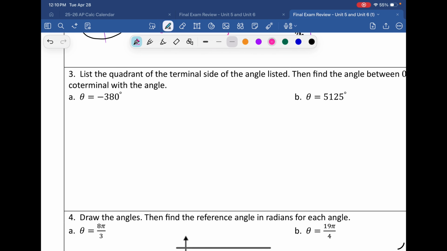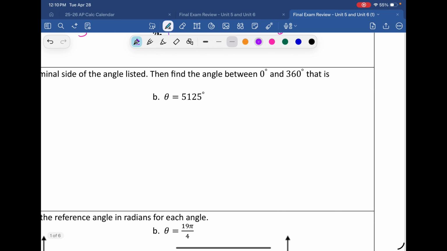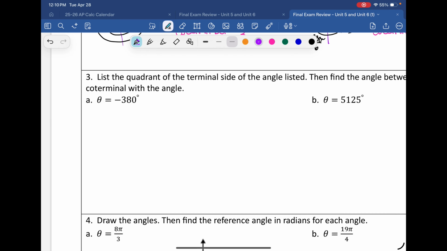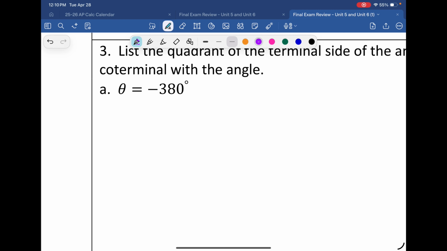All right, these are in degrees. Same idea: I want to figure out what quadrant this terminal side ends in, and I want to find a coterminal angle that is between 0 and 360 degrees. So this one is negative, and I want my coterminal to be positive. So I'm going to add 360. Luckily, that's a pretty easy add. That's still negative. So we get positive 340 degrees.